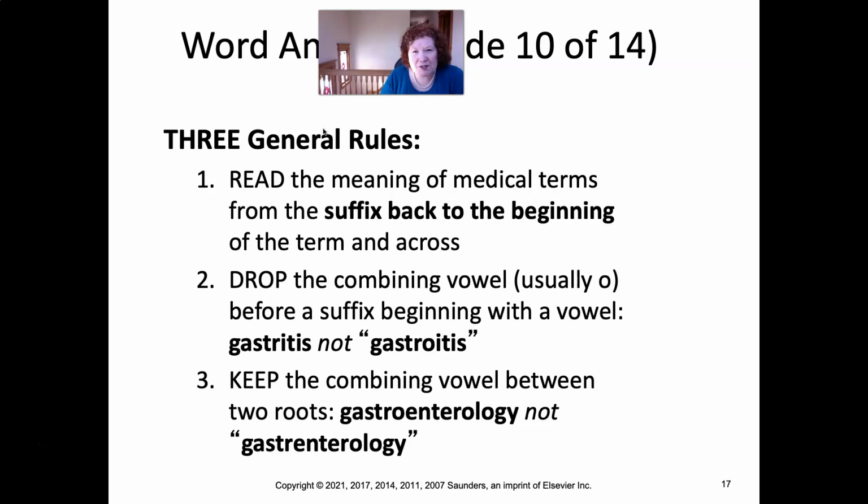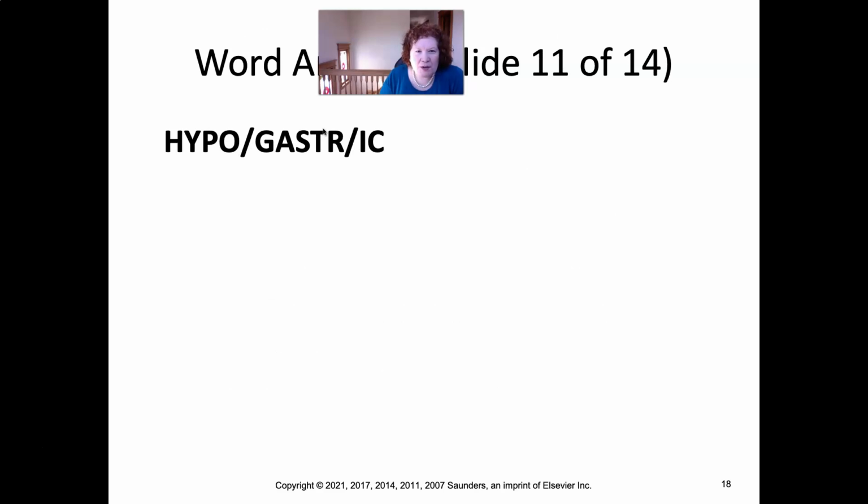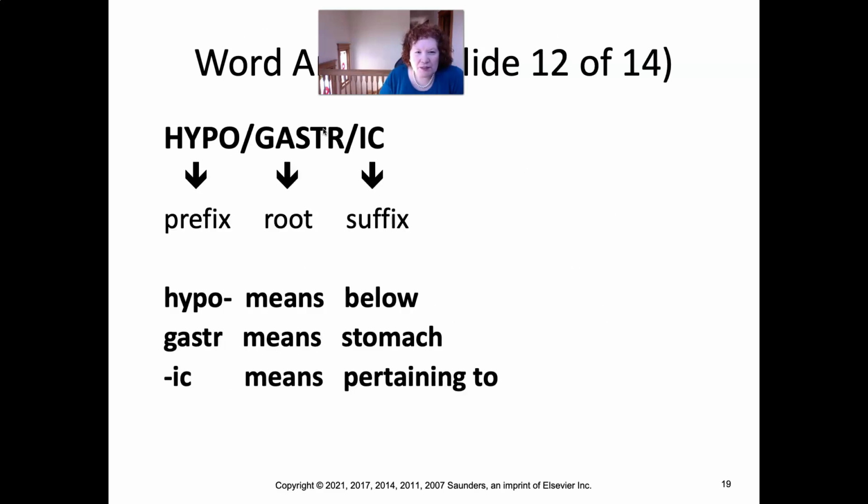Now again, remember these are general rules and there are exceptions in every language. So you may run across some really weird ones and we'll just try and point those out to you. So another one, hypogastric. This time we have a prefix. Interesting. Our suffix is -ic. IC means pertaining to. Gastro is stomach, and hypo is below or under. So this is pertaining to under the stomach.